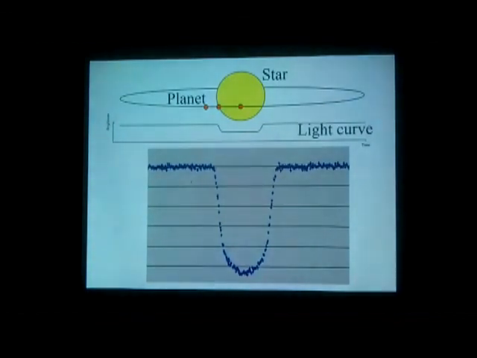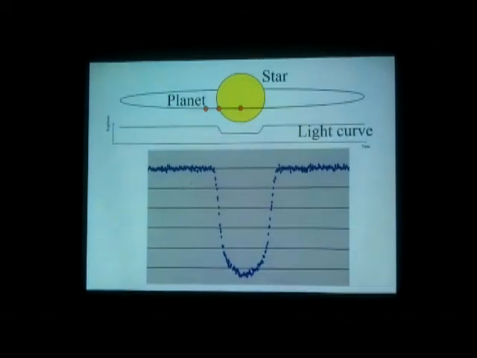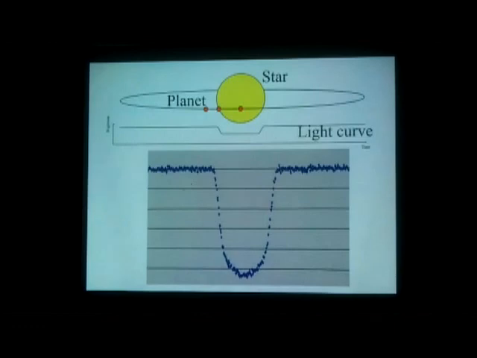The next indirect method that is used to detect exoplanets is called the transit method. Now, I personally think this is kind of exciting because a lot of amateur astronomers are now doing this from their light-polluted backyards or front yards with very simple equipment. I've seen a number of our members able to do this.